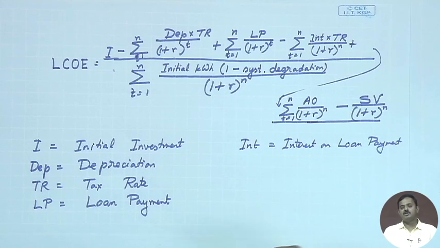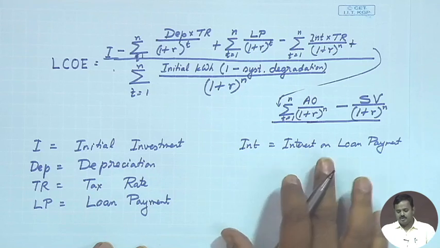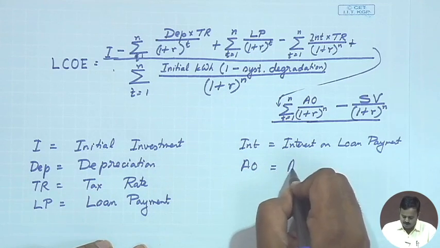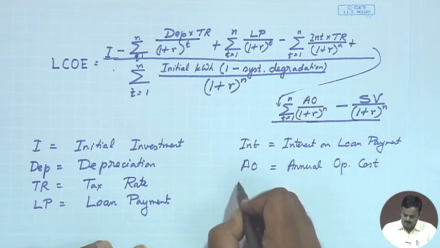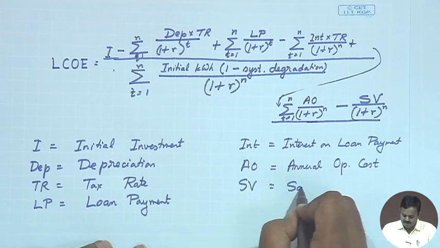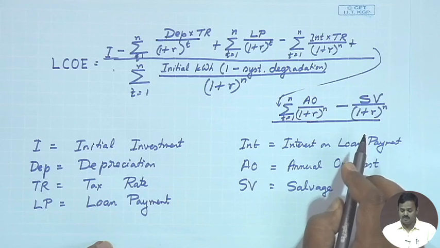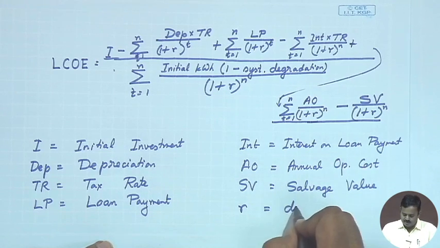For example, as individuals we get a tax rebate because of interest that we pay on our housing loan. Similarly here, businesses are allowed to claim a tax rebate because of the interest they pay on loan payments. AO, we know, is operating cost, annual operating cost. SV is salvage value. This is what I am going to get as an inflow at the end of n years, and R is the discount rate.